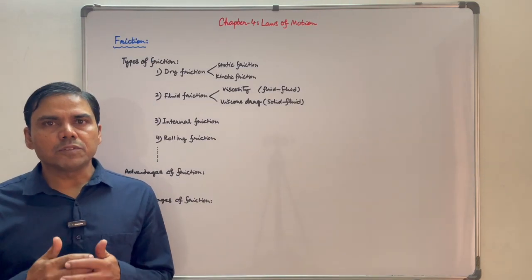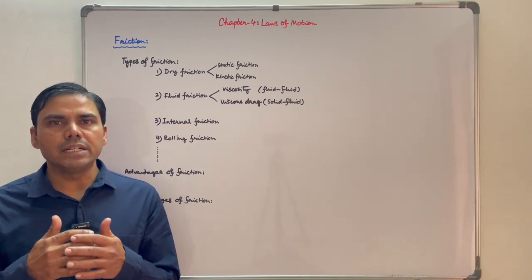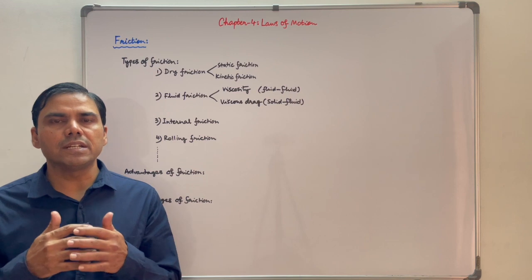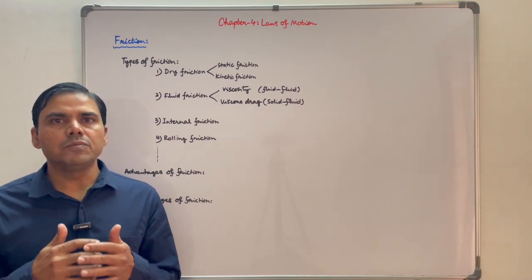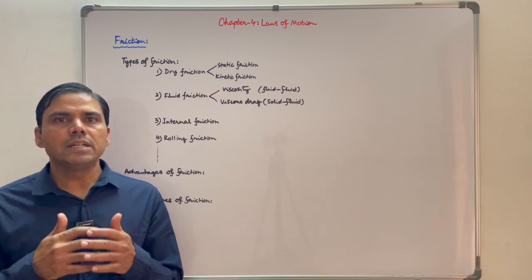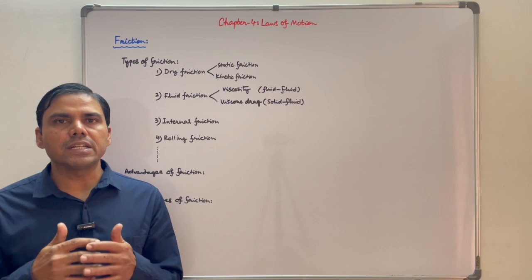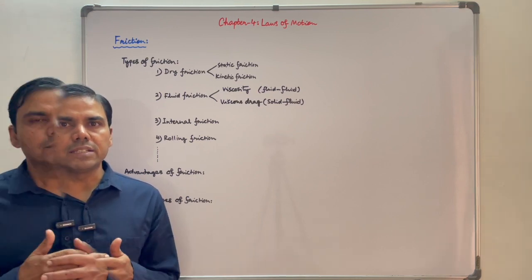There are different types of frictions. For example, dry friction, fluid friction, internal friction, rolling friction, etc. In this chapter, we will focus on dry friction, which occurs between the contact surfaces of two solid objects. It is of two types, static friction and kinetic friction. We will study fluid friction in another chapter.